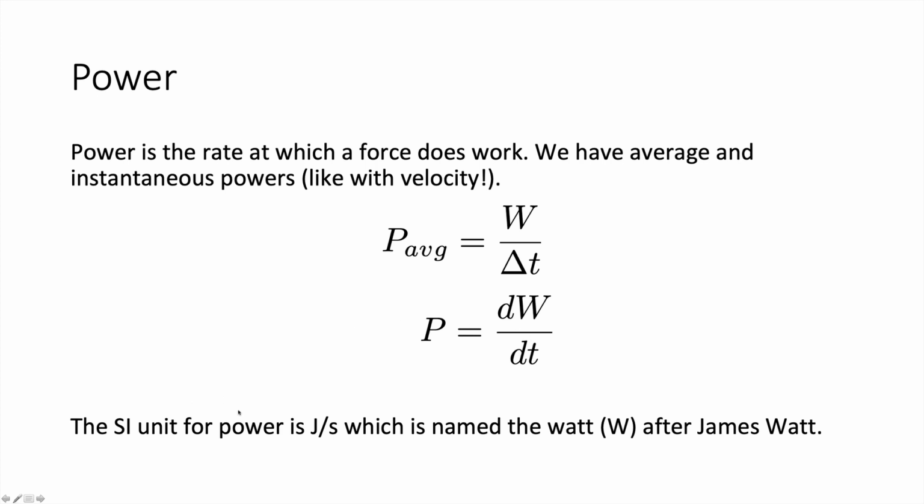The SI unit for power is joules per second, because we've got joules divided by seconds, and this unit actually has a special name: it's the watt. So we can write power as given in watts, and this is named after James Watt.